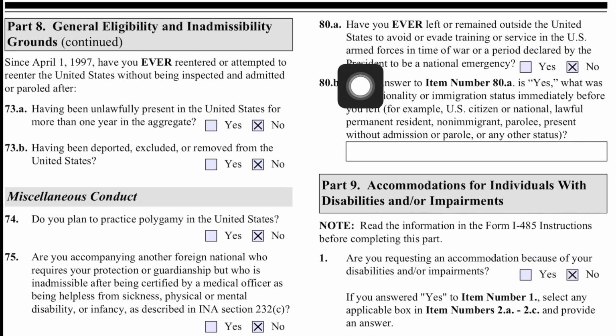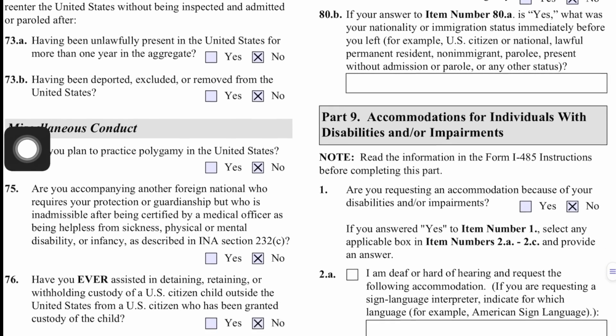Okay. 80A, have you ever left or remained outside the United States to avoid or evade training or services in the United States Armed Forces in time of war or period declared by the President to be a national emergency? No. Okay, here in 80B, if your answer to item number 80A is yes, what was your nationality or immigration status? So I put no, so I'll leave this one blank.